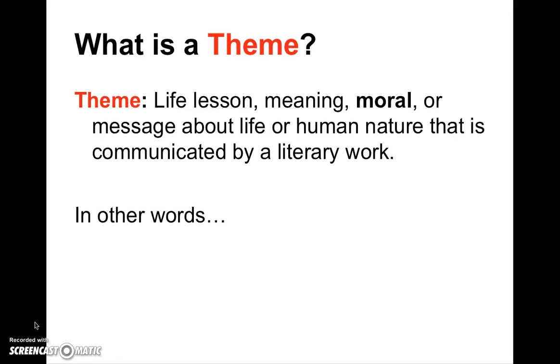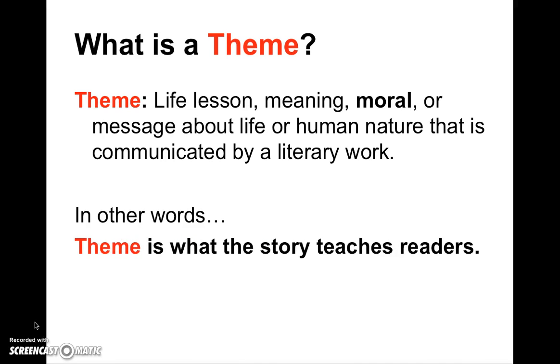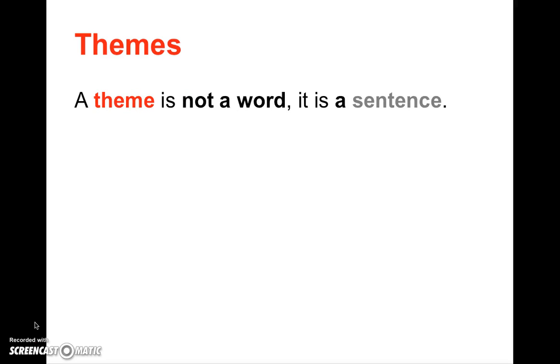In other words, or in simple terms, theme is what the story teaches readers. There are some things to remember about themes. First, a theme is not a word. It is not just one word, but it is written as a complete sentence.